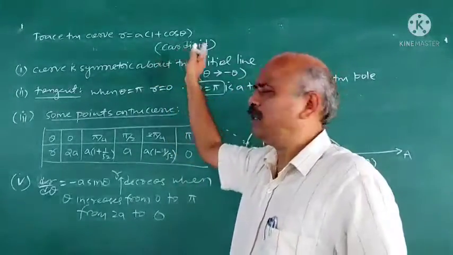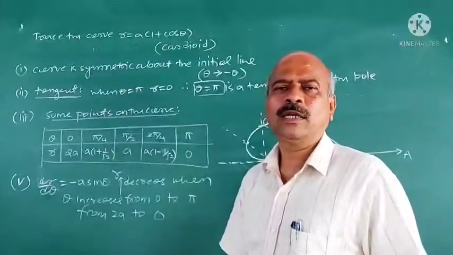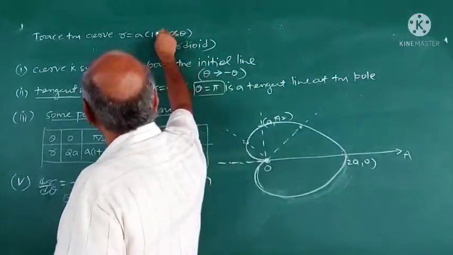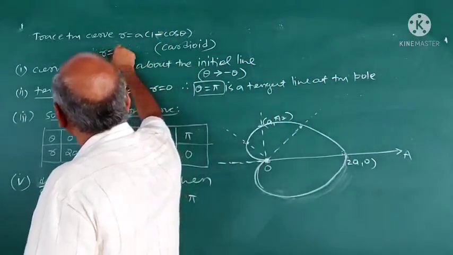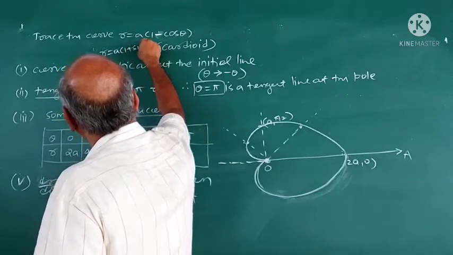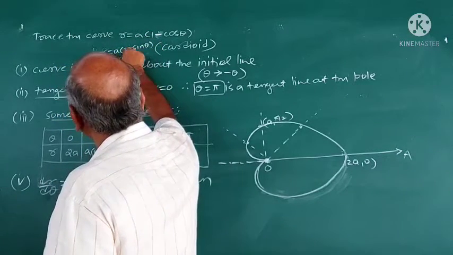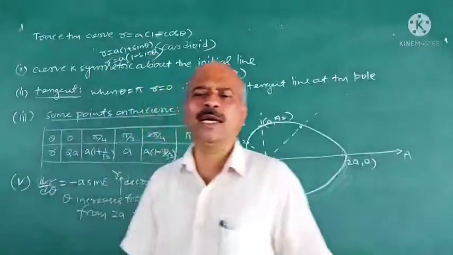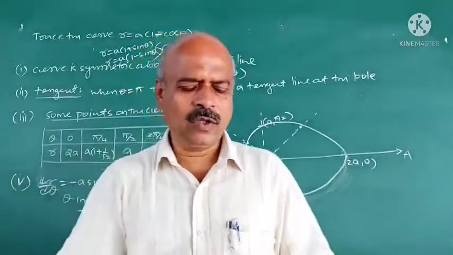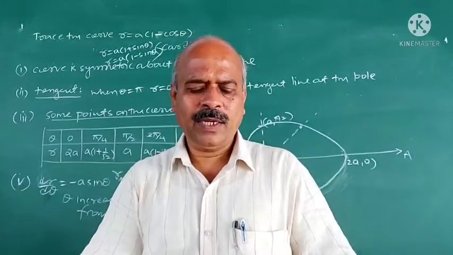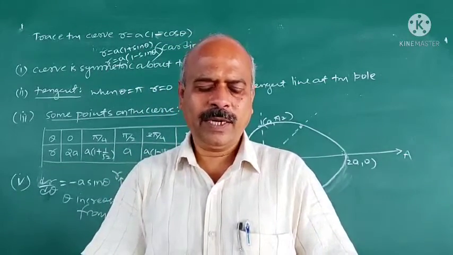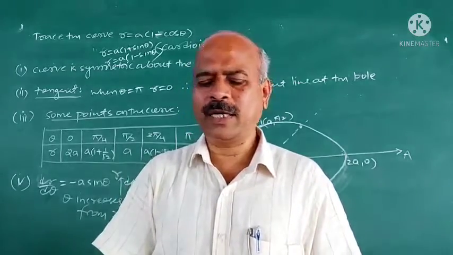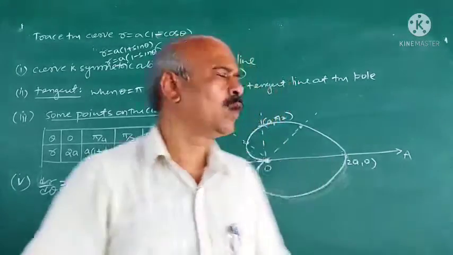R is equal to a into 1 plus cos theta. There are 4 different forms. Second is 1 minus cos theta. Third is a into 1 plus sin theta. And r is equal to a into 1 minus sin theta. These are the 4 different cardioids. You try to draw the remaining ones. And in the next video, I give the shape of these curves. You better try this as an exercise, the remaining cardioids.